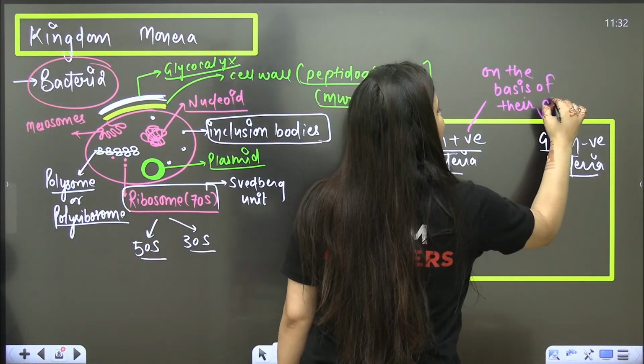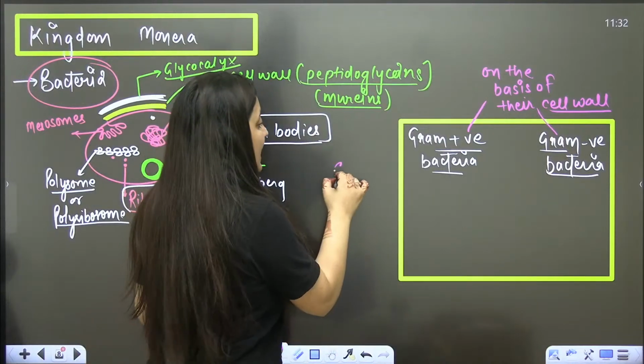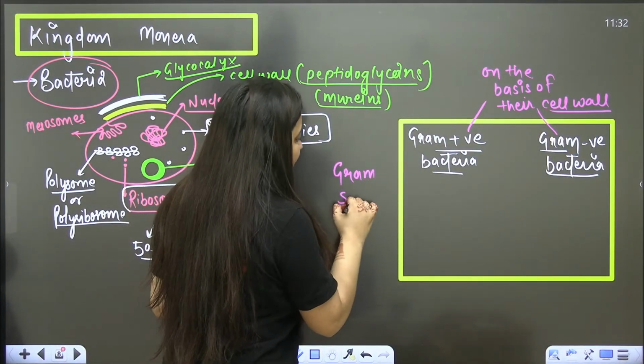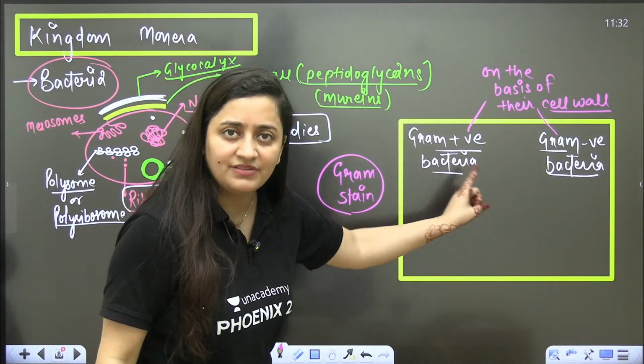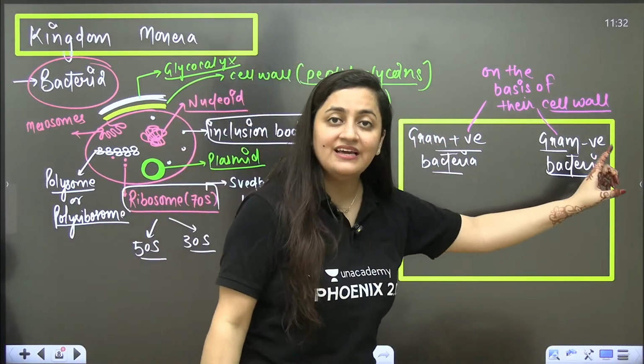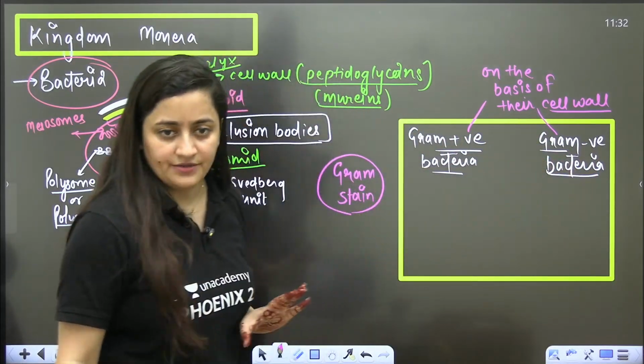Actually, there is a stain by which we can color bacteria. That is the gram stain. That stain was given by Christian Gram. So if any bacteria shows the color with gram stain, that will be gram positive bacteria. If it doesn't show the color with the gram stain, it will come under gram negative bacteria.